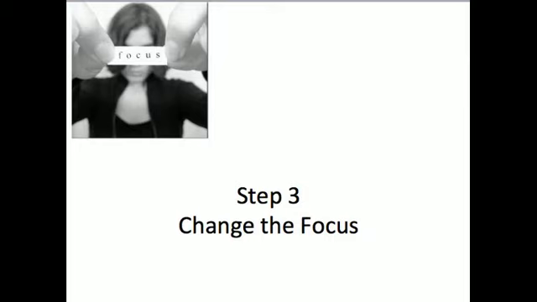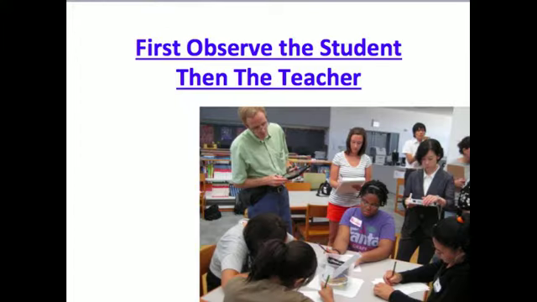The third step is change the focus of who is being observed. Most teacher evaluators script and critique the performance of the teacher. It is suggested that teacher evaluators script what students are learning as a result of what the teacher is doing. Evaluators should make sure they can see the faces and eyes of the students when they are in the classrooms.